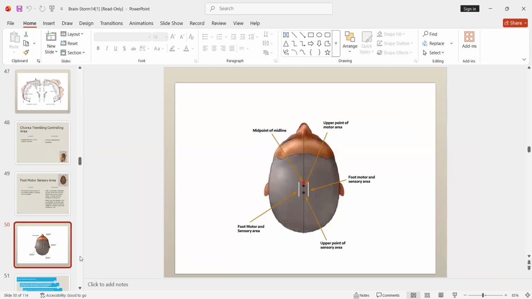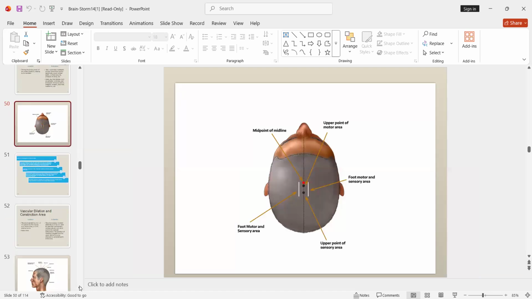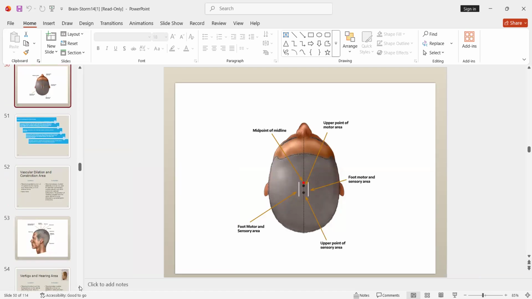Foot motor sensory area. Here you can see the foot motor sensory area. It is a very useful area because it is directly connected with the hypothalamus and corpus callosum. So this area is very important for all types of limb problems, lower limb problems, all types of problems in the foot and in the lower limb. And whenever you use this area, use it bilaterally.